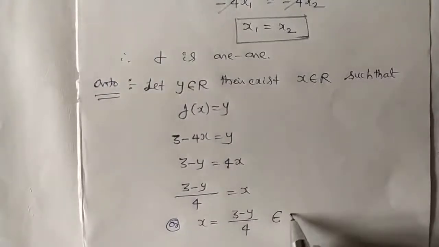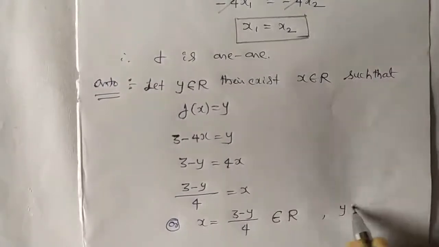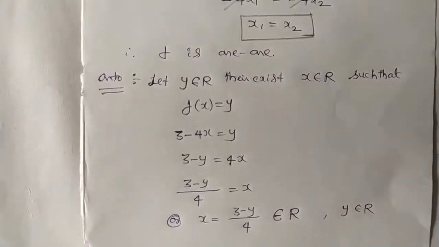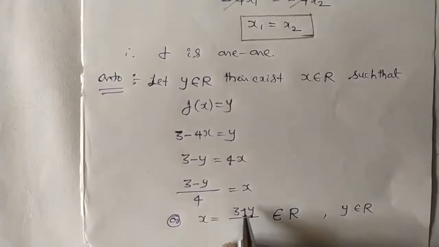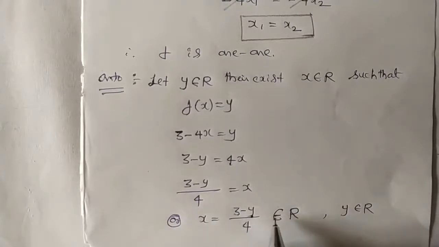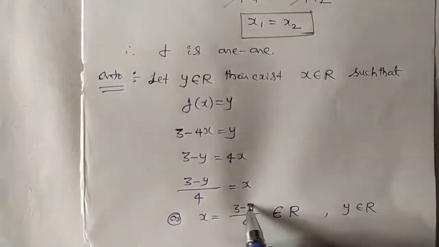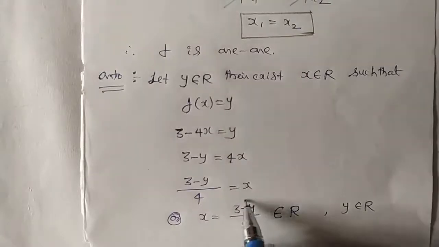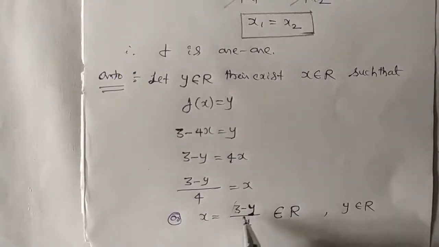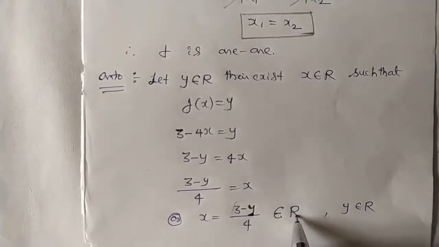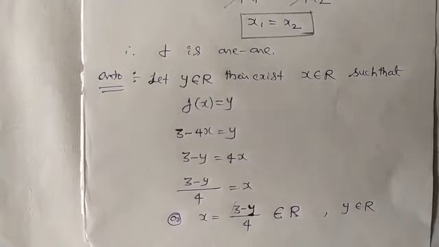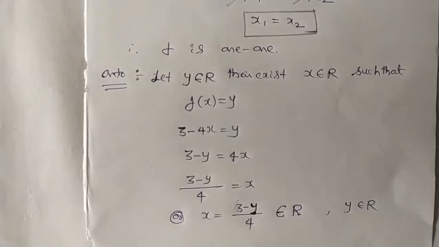Does this belong to the real numbers when y is a real number? If you substitute in place of y with a real number, after the simplification we should get again a real number. Yes, this simplification is also a real number when y is a real number. Hence it is also an onto function.